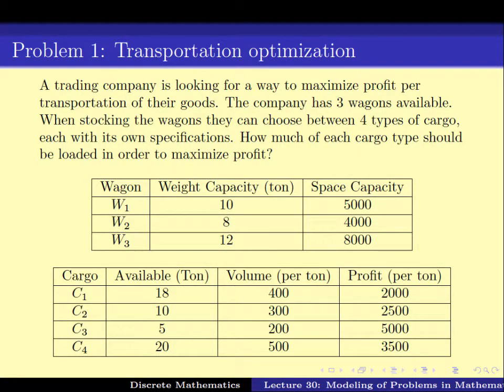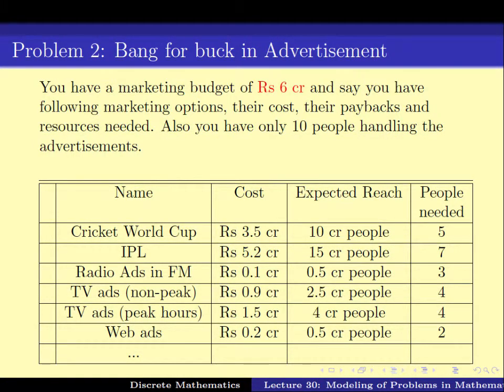Now, the first problem that we looked at, and this is something that we studied in the last video, is when we looked at the best way of loading 3 wagons using 4 different kinds of cargoes, when we have a restriction on the weight that each wagon can carry and the space that each wagon can carry. In this particular video, we will be looking at the second problem, namely bang for buck in advertisement.